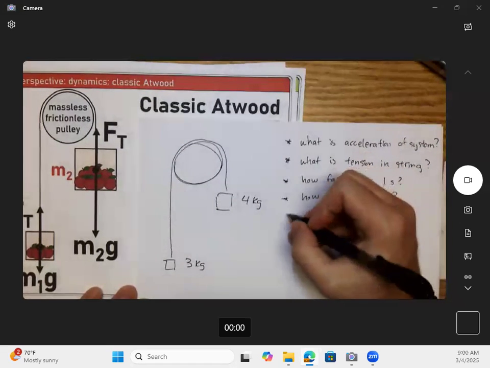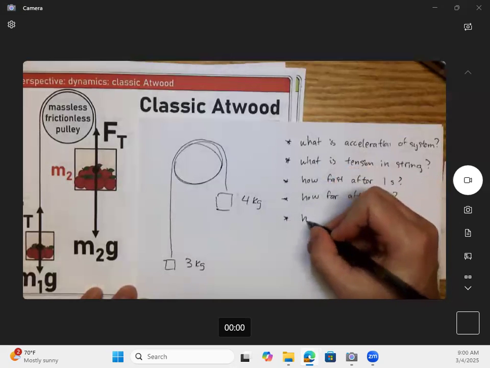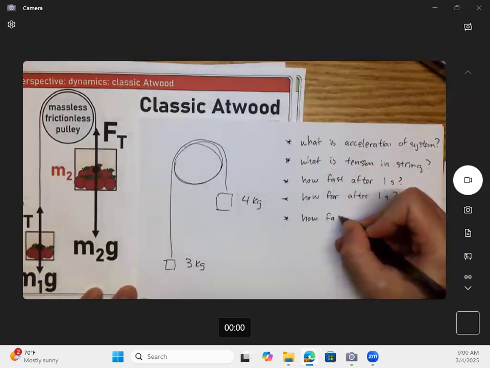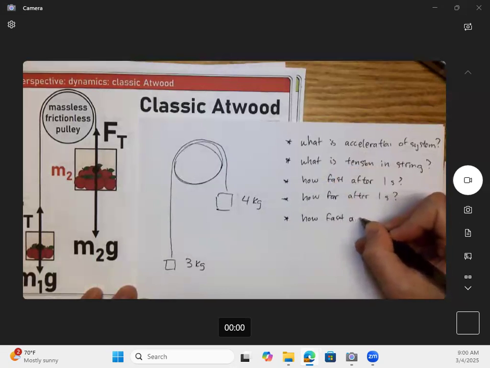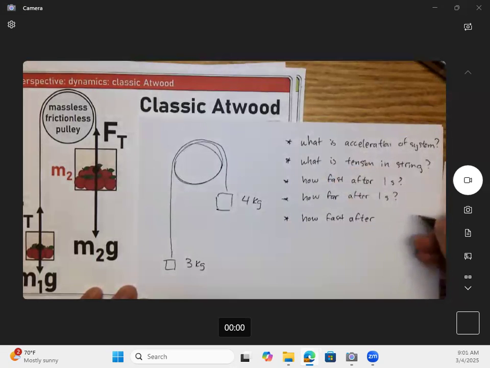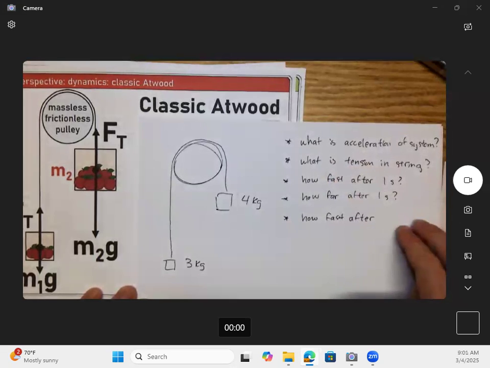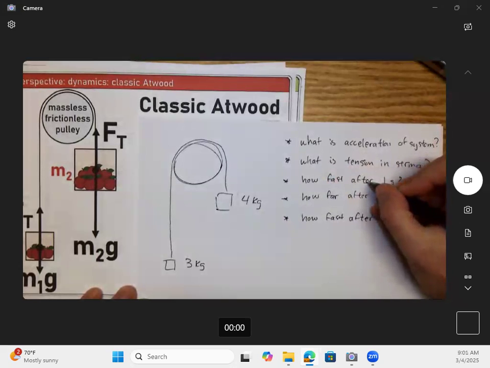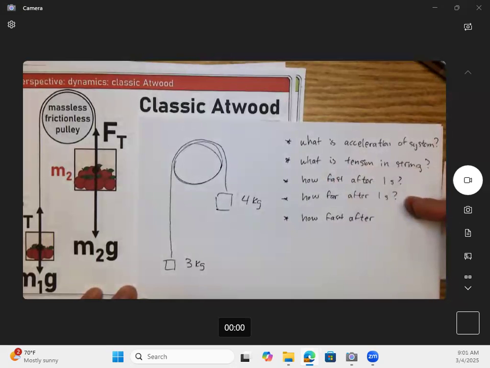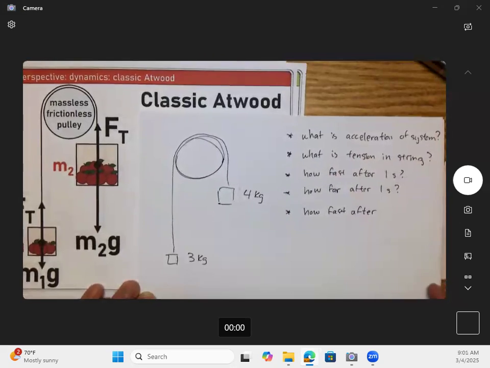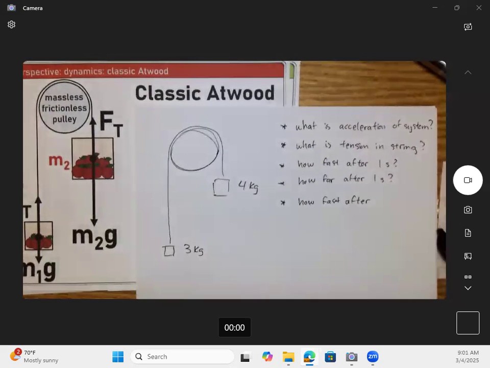You know what? Let me throw another one on here. How fast after, I'm going to put some distance here, but I'm going to leave this blank because whatever the answer is to this third question, this fourth question, how far? I want you to see that these last three questions are all connected. So let's figure these out one at a time. I'll solve this off screen. You guys solve it on your paper. Let's see if we're all getting the same answer here.